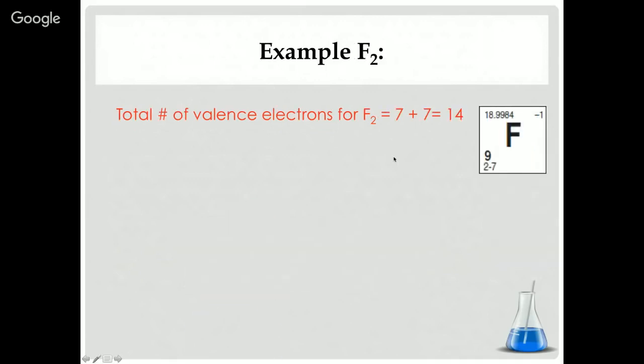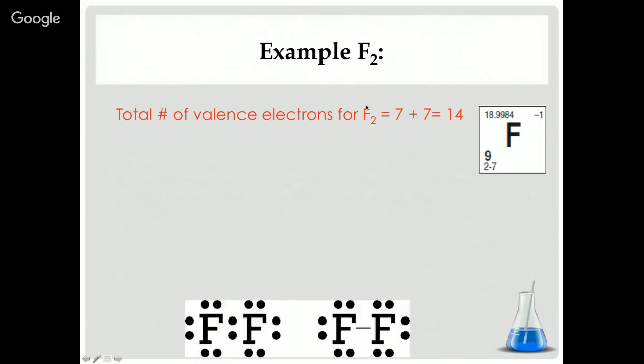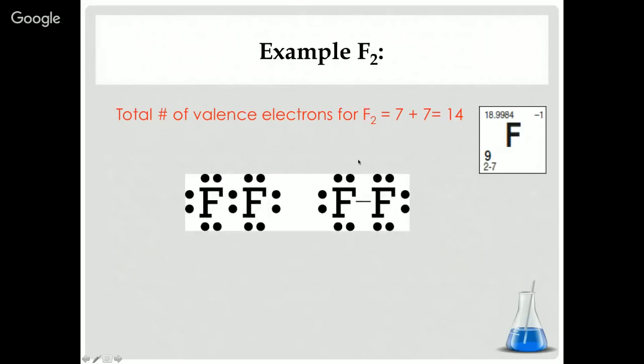Okay, let's try another example. Now I want to draw a diatomic fluorine. So again, add up the total number of valence electrons. So I have 7 for each fluorine, gives me 14. In this case, I don't have a unique atom. They're both the same. So I just pick one to be my central atom, and I give it 8 electrons. So let's say I pick the first one on the left-hand side. I give it 8. And then I dish out the rest.